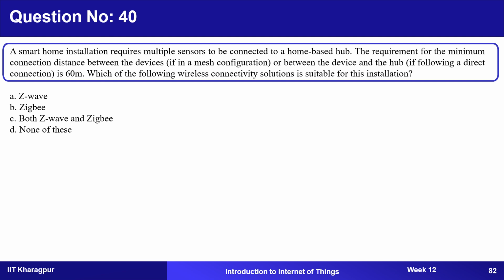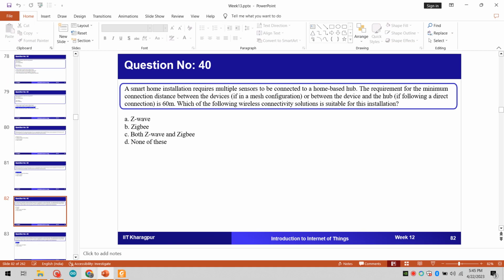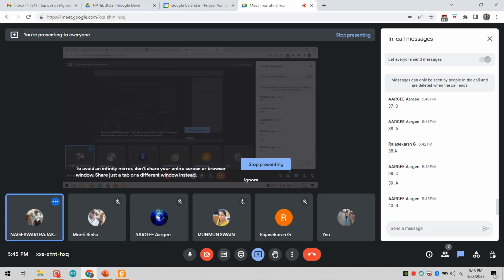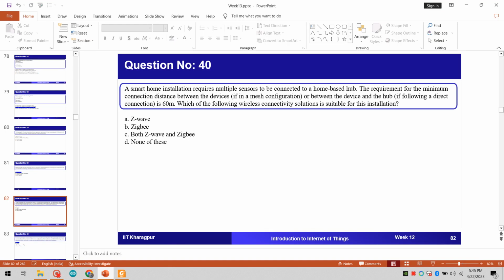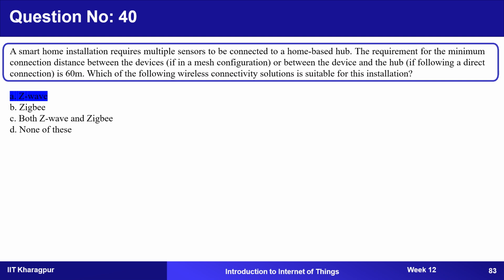Anyone else? C, ma'am. D, none of these. C, both Z-Wave and Zigbee. Both Z-Wave and Zigbee. Okay. B, Zigbee. Let's check the answer. So Z-Wave is the correct option, because for smart homes, Z-Wave was the protocol used.